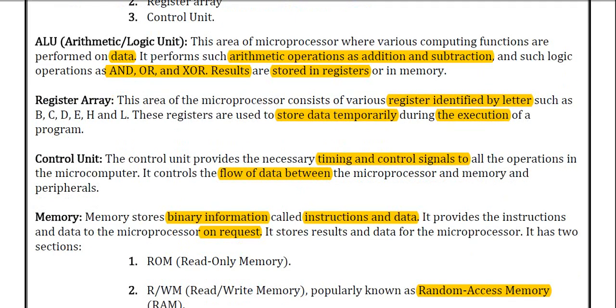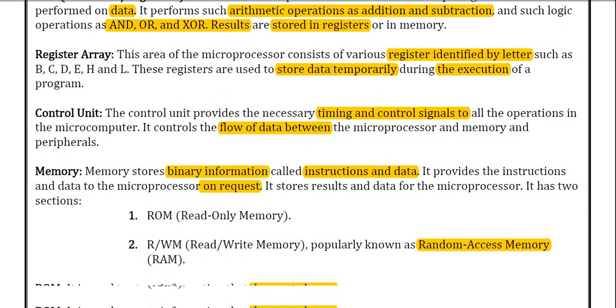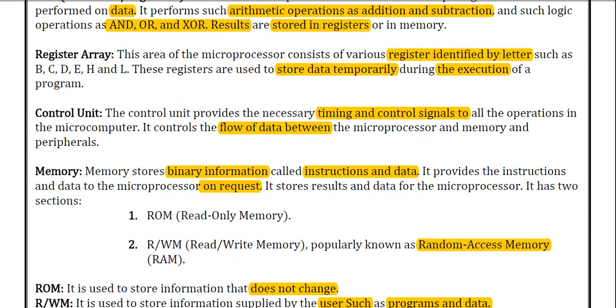In the register section, this area of the microprocessor consists of various registers identified by letters such as B, C, D, etc. Those are called general-purpose registers. They are used to store temporary data generated by the ALU section during the execution of the program. Next, the control unit.